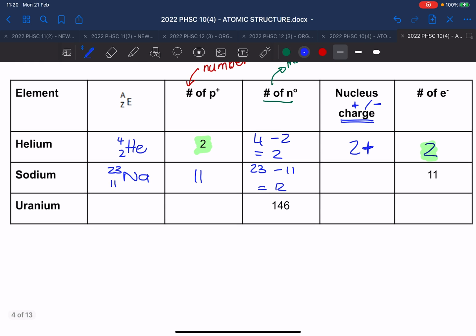What will be the nucleus charge? You may look. Don't do any calculations. You must just see it. It's there already. What is the nucleus charge? The charge will be the same as what?